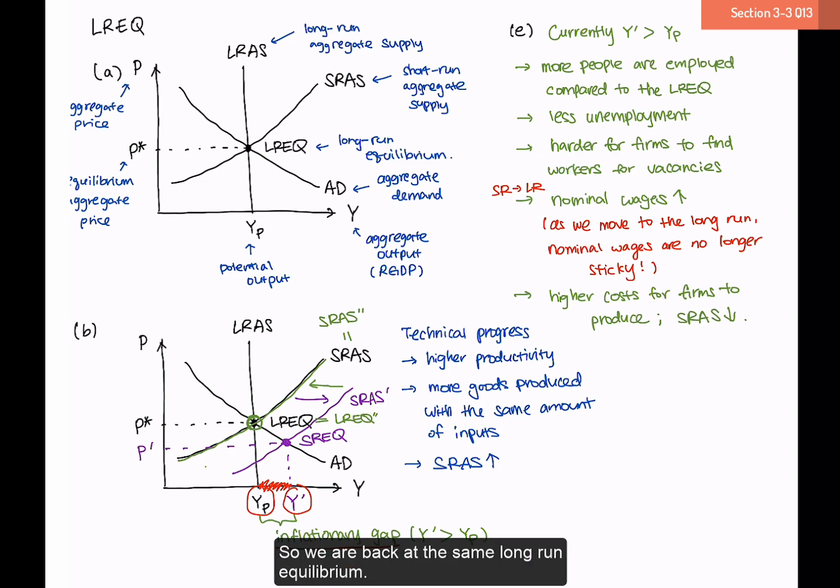And so we are back at the same long-run equilibrium where our equilibrium price is at the same level as our P star. Our equilibrium output is also back at the potential output.